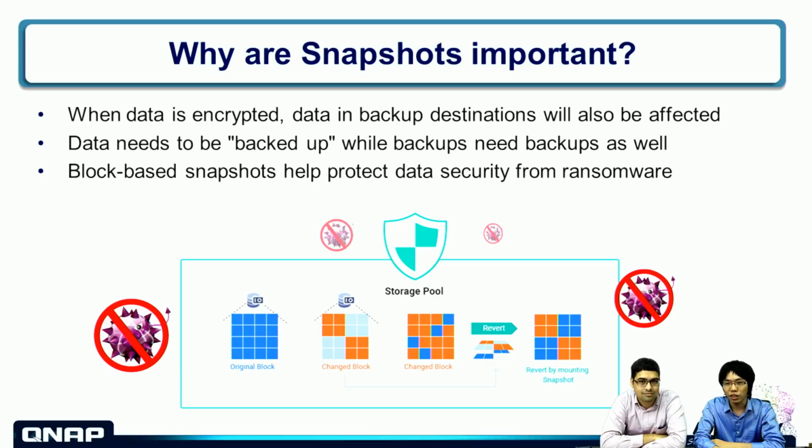And snapshot is a function that allows the file to be divided into different blocks and stored at the block level directly. So when ransomware tries to change the data in the file system, it cannot touch the snapshot data that's stored at the block level, which in our QNAP system we call the storage pool. So that is the major reason why snapshot can protect customers' data from ransomware attack.